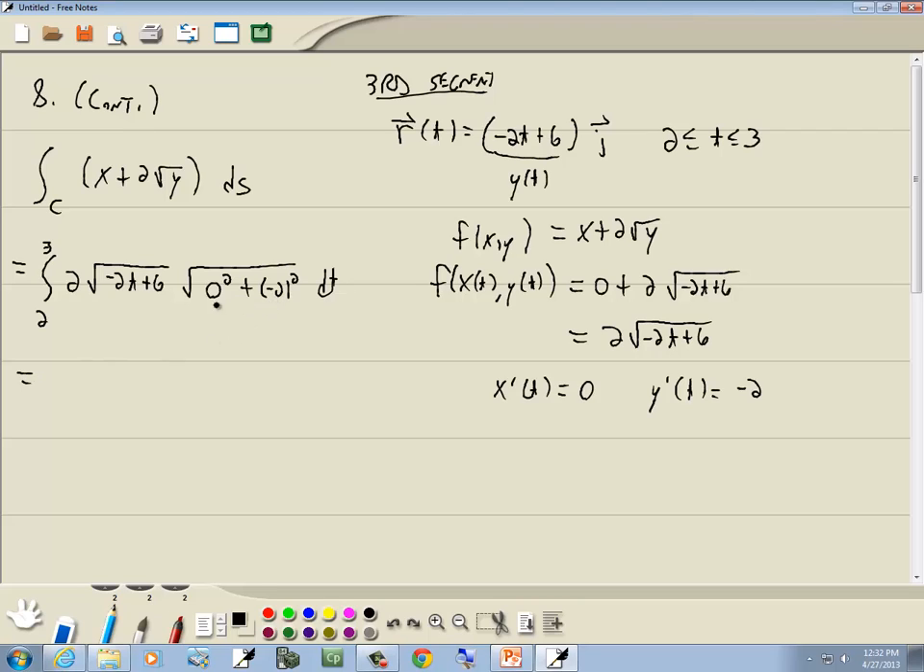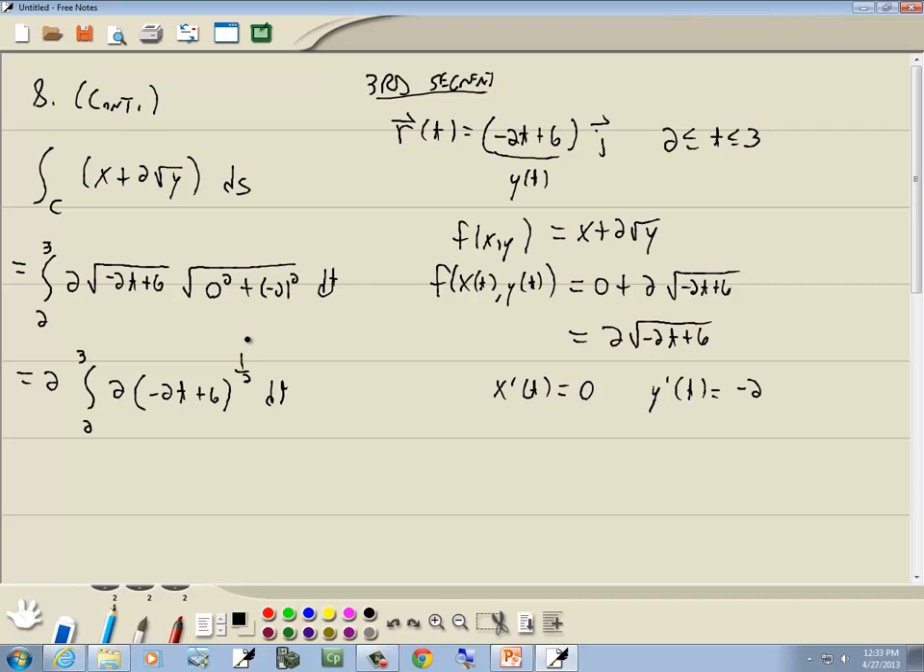Now, 0 squared is 0, negative 2 squared is 4, and the square root of 4 is 2, so I'll put that 2 out in front. I'll leave this 2 inside for the time being, and this I'll rewrite as negative 2t plus 6 to the 1/2 power dt.